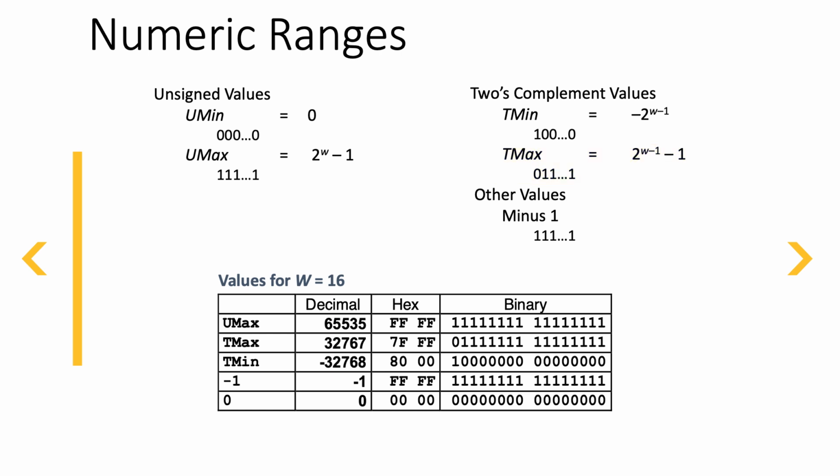Some other values. For 2's complement, it's interesting to note that if we just fill everything with 1s, that will always evaluate to negative 1. And this table down here at the bottom, I won't go through it specifically, but it shows you decimal, hexadecimal, and binary representations of these various interesting values for a word size of 16. So pause the video, work your way through that, and make sure you understand those.